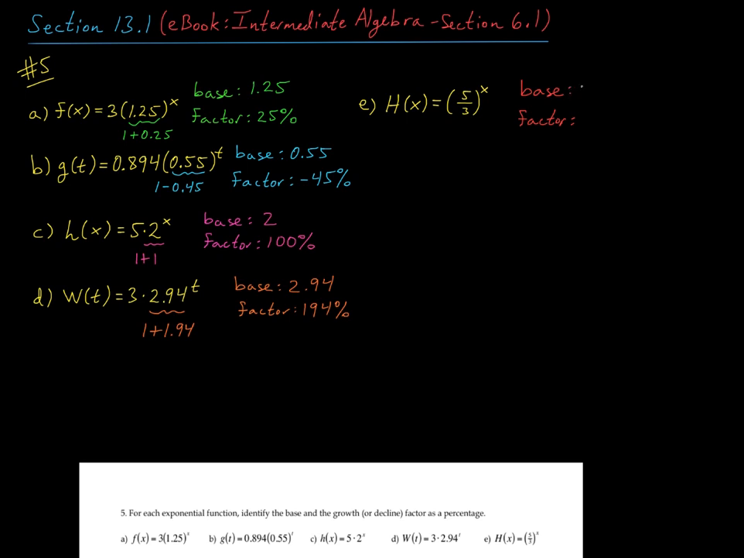So our base is 5/3, and 5/3 is 1 plus, well, 2/3. And 2/3, if I'm thinking in terms of decimals, it's 0.6 repeated. So as a percentage, this is going to be about 66.7% roughly. Okay, so that would be a growth factor there as well. All right, that's going to do it.